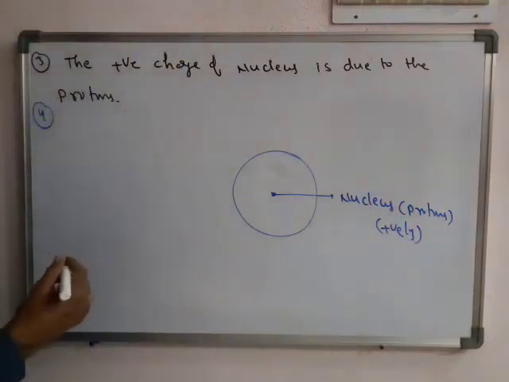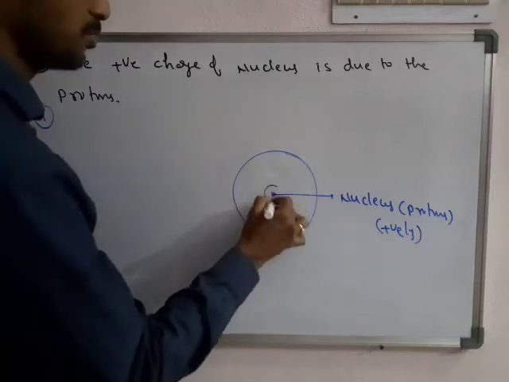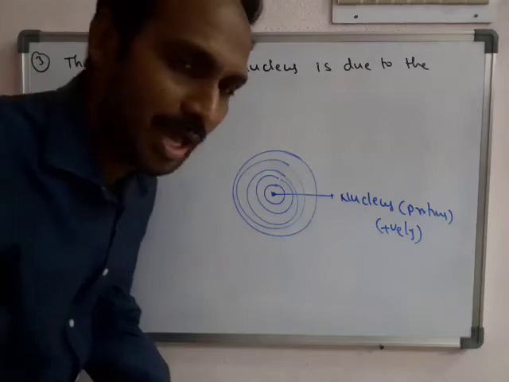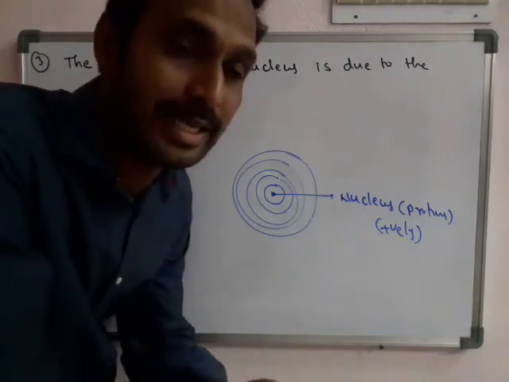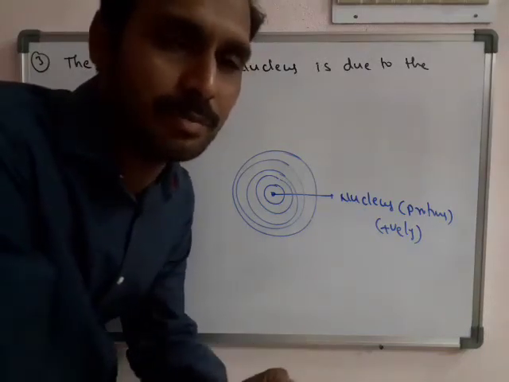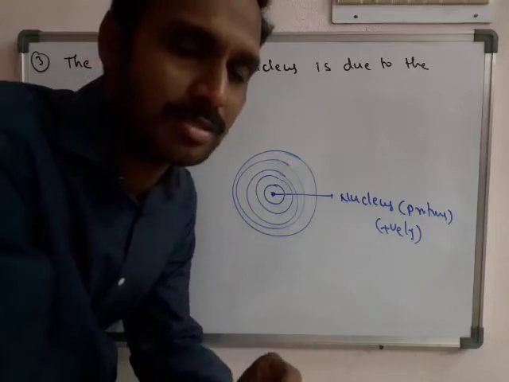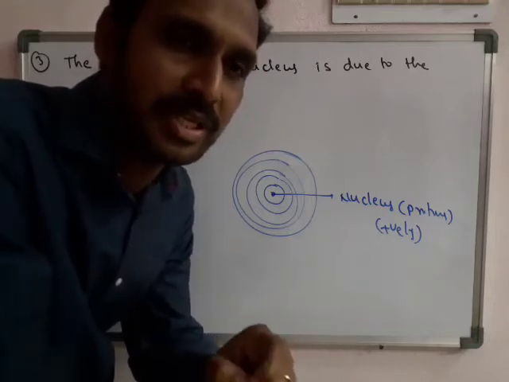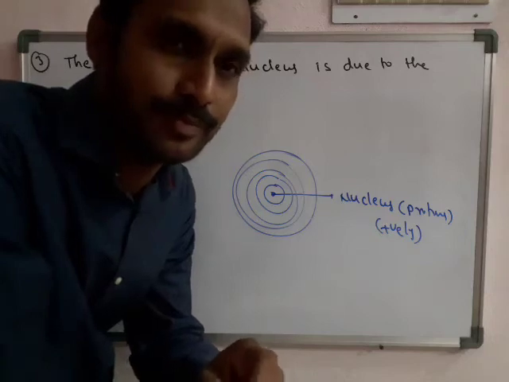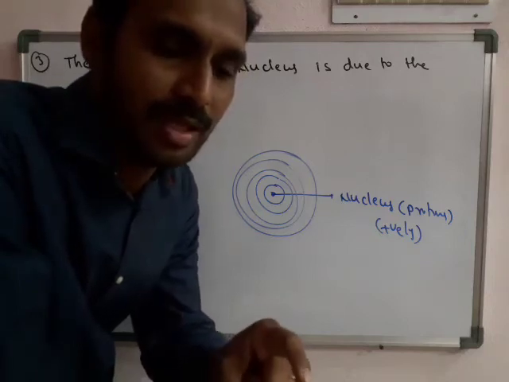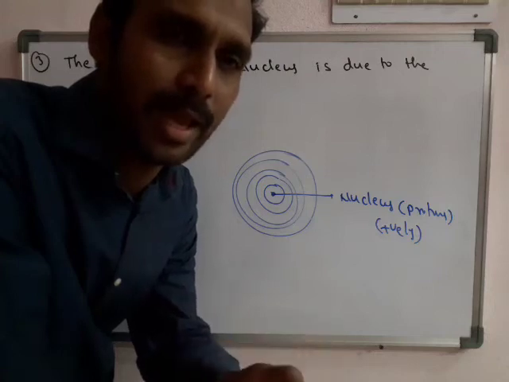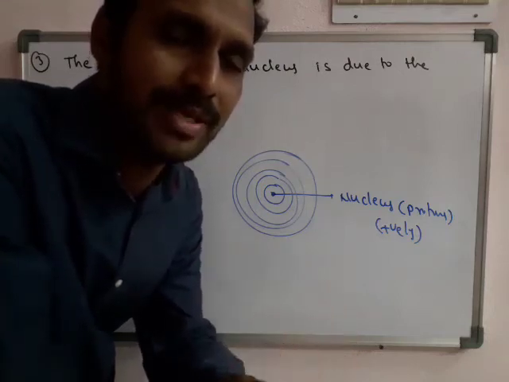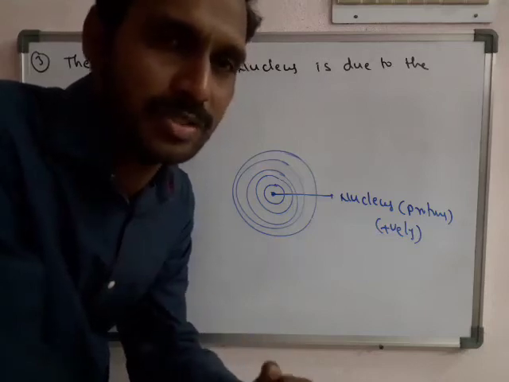Then what about electrons? He said that electrons move around the nucleus in circular paths called orbits. This is a very important point, which becomes a big drawback, which makes this theory have a big drawback. We will see how now.